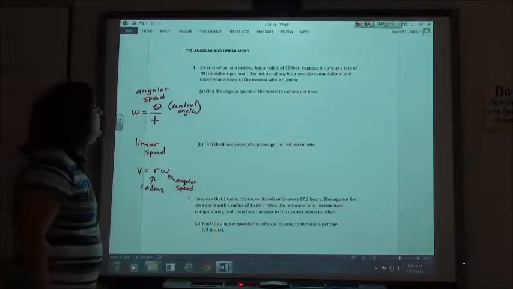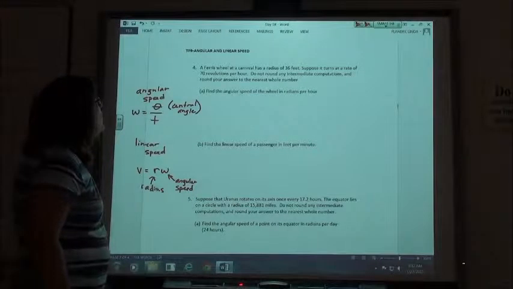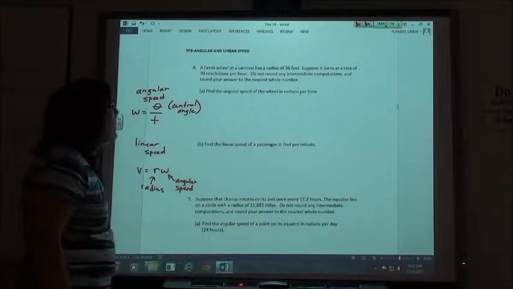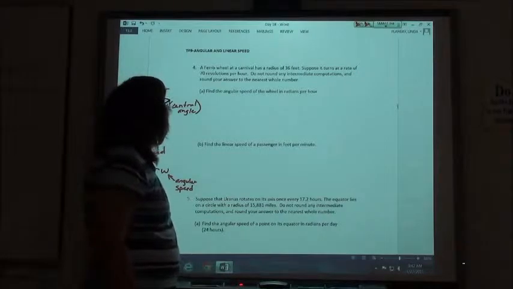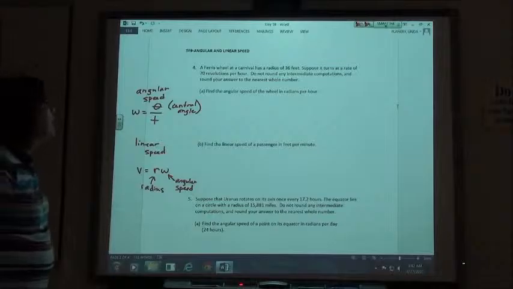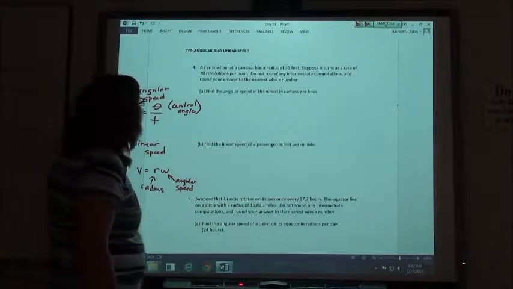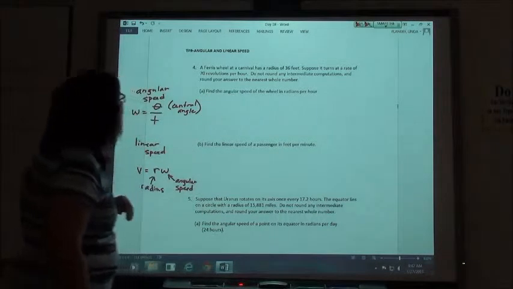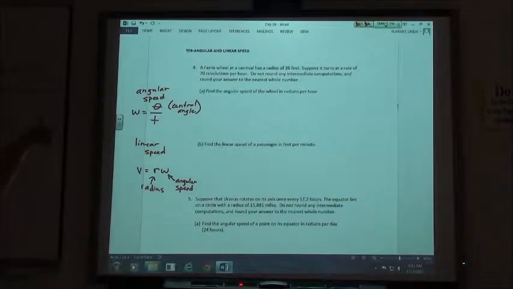So it says a Ferris wheel at a carnival has a radius of 36 feet. Suppose it turns at a rate of 70 revolutions per hour. Do not round any intermediate computations. Round your answer to the nearest whole number. We want to find the angular speed in radians per hour.